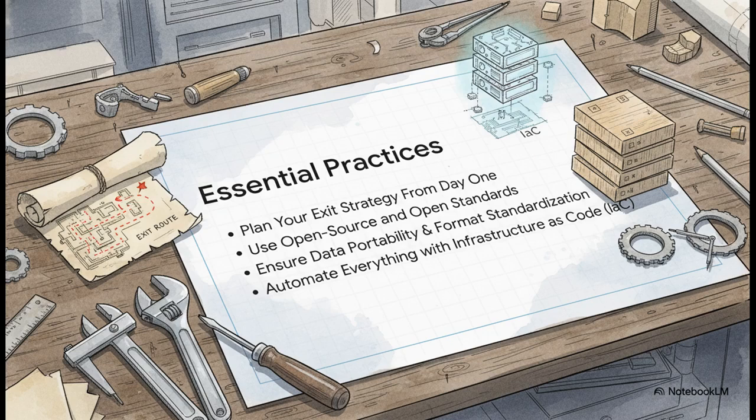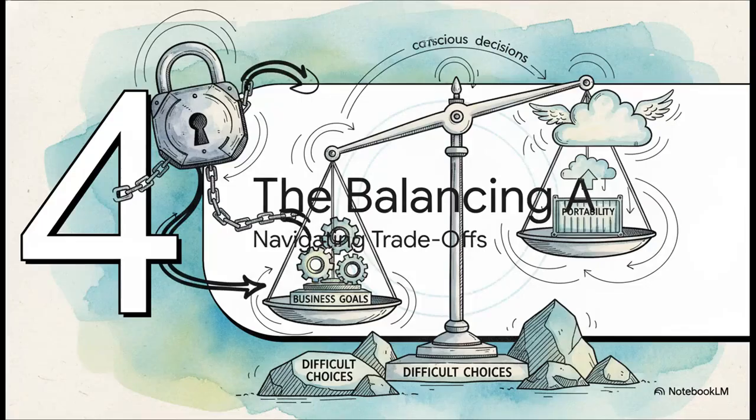It means always choosing open-source tools that can work anywhere. It means making sure your data is in standard, open formats. And maybe most importantly, automating everything with infrastructure as code. That way, you have a portable blueprint of your entire system. Now, let's be realistic.